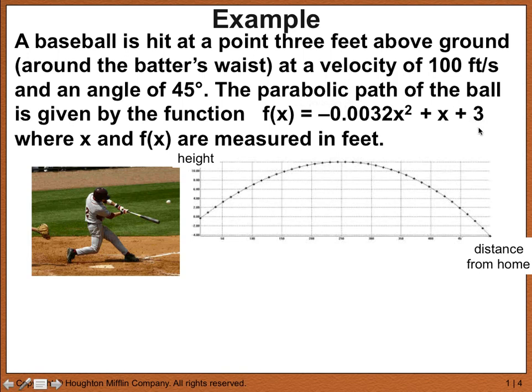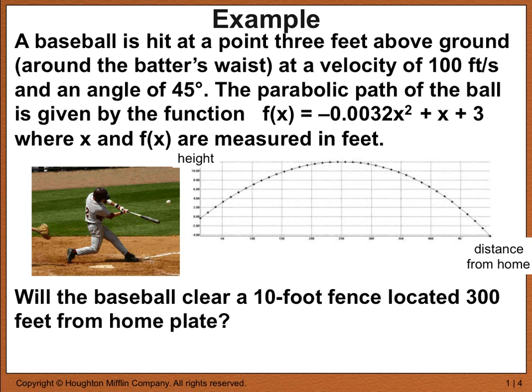Notice that the 3 here, the 3 in the polynomial, simply indicates at what height the ball is hit. And we can see that algebraically because when the ball is hit, the distance from home plate is 0, and if you plug in 0 for x, you end up with 3 for f of x, which is simply the height at which the ball was hit. All right, so this is what the example looks like, and here's the question. Will the baseball clear a 10-foot fence located 300 feet from home plate? All right, in other words, will this hit be a home run?